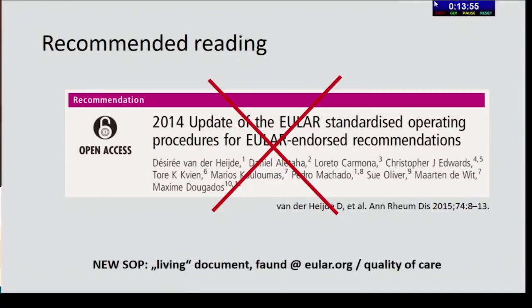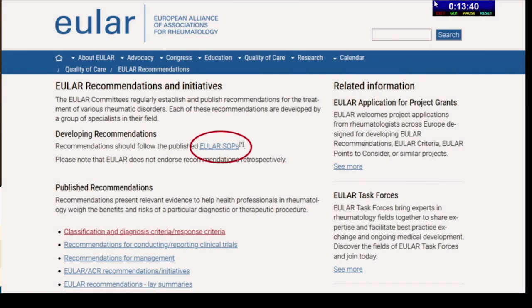First of all, EULAR has old SOPs that were published, and EULAR has now stopped publishing them because the SOPs are also changing, and now we have them as living documents on the website. So any one of you who's really interested can review the EULAR SOPs of developing guidelines at eular.org, and the quality of care. It is an easily accessible PDF that shows all the details of what I'm trying to tell you now in a few minutes.